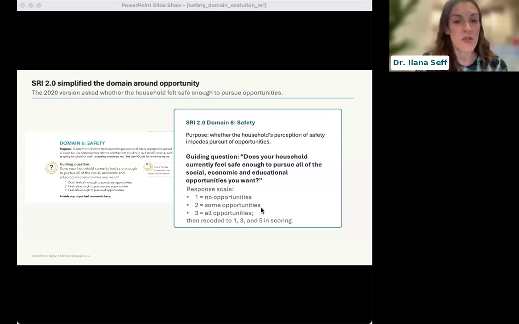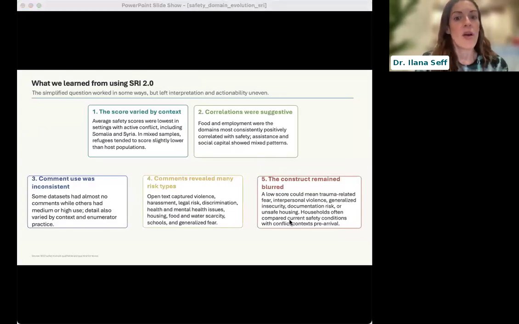This version of the domain was out there for about 2 years before we started to really revisit it and think, is this working? Is this measuring what we want it to measure? And so in early 2022, we looked at all the data we have. As many of you know, we work with lots of partner organizations who are using the SRI, where we are providing some analytical support, and in turn, they're sharing the data with us.